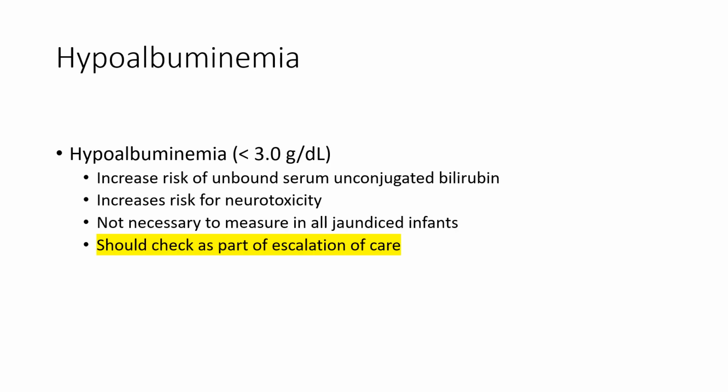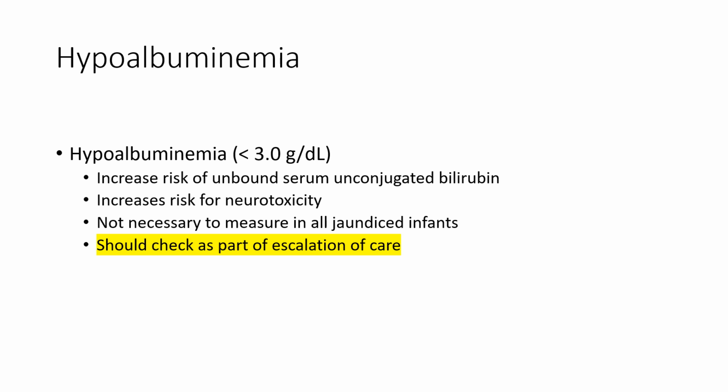So when we usually measure the albumin level, as we said, if we have a low albumin, then it increases the risk of unbound serum unconjugated bilirubin. When the unconjugated bilirubin level is high, it increases the risk of neurotoxicity. Do I need to measure serum albumin level in all babies?